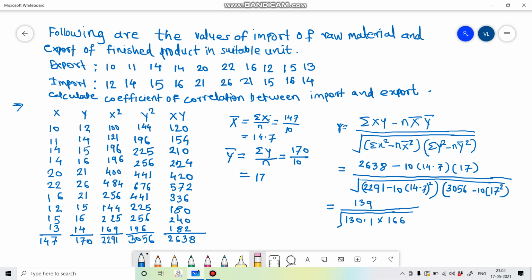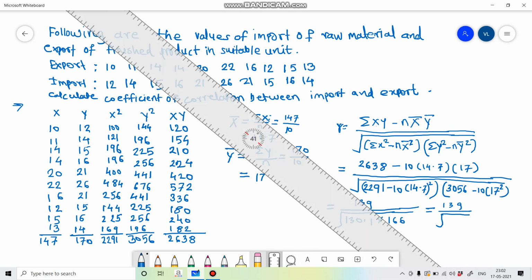So multiply these and find the root of this. We get 139 divided by the multiplication of these, whatever we get, and find the square root of this.